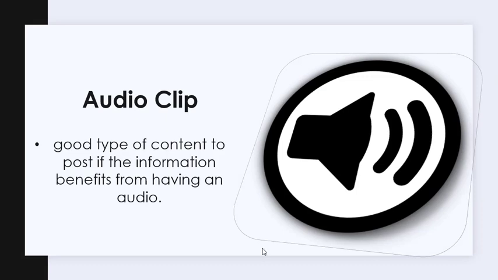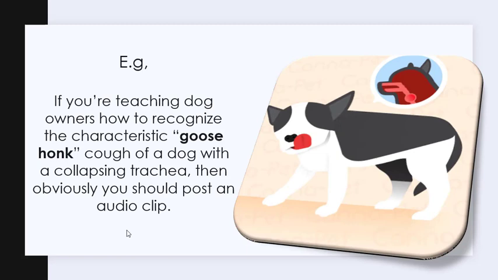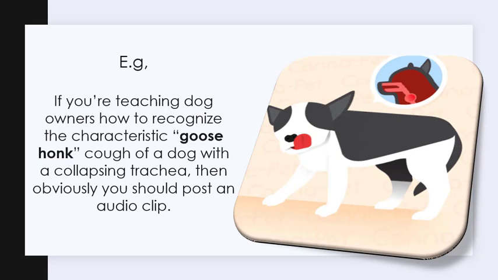Up next, audio clips. Now, this is a good type of content to post if the information benefits from having audio. For example, if you are teaching dog owners how to recognize the characteristic goose honk cough of a dog with a collapsing trachea, then obviously you should post an audio clip. Now, take note that in this particular example, a video clip would be useful to show the dog's posture as they cough. However, if all you have is an audio clip, then post that.